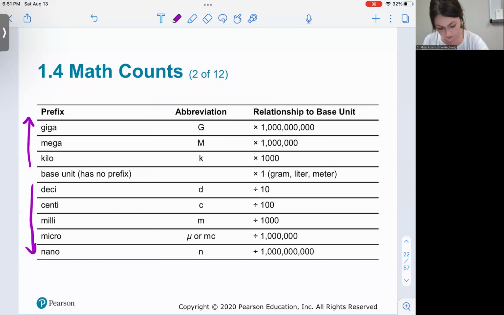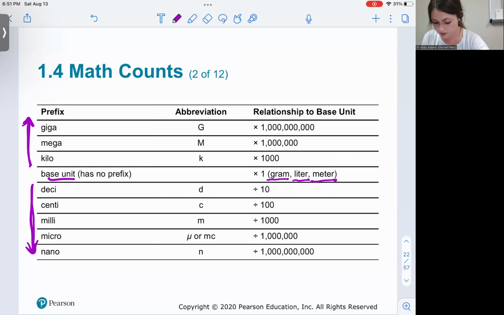Here's our base unit, okay? Our base unit in the middle of the screen. We might be talking about mass. And the unit for that in the metric system is gram, for volume, liter, for length, meter. You can apply these prefixes and easily convert the unit to something that makes more sense.